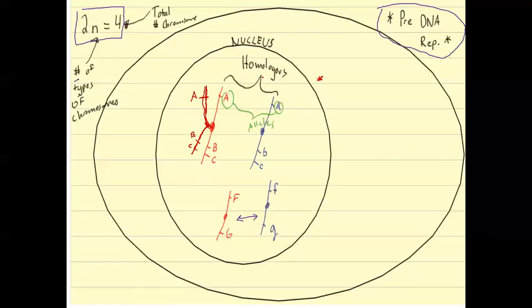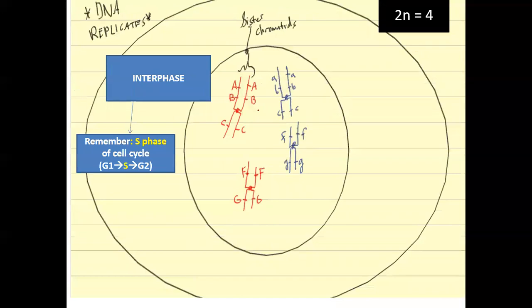So basically this is showing you after the DNA has replicated. I've copied these chromosomes, and they're perfect copies. In interphase, remember, the S phase is where all this takes place. The cell cycle goes G1, S, G2. S stands for synthesis. That's where all of this takes place.